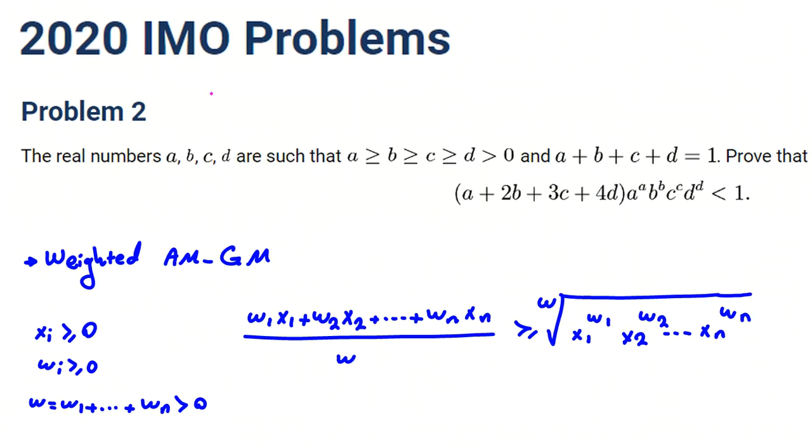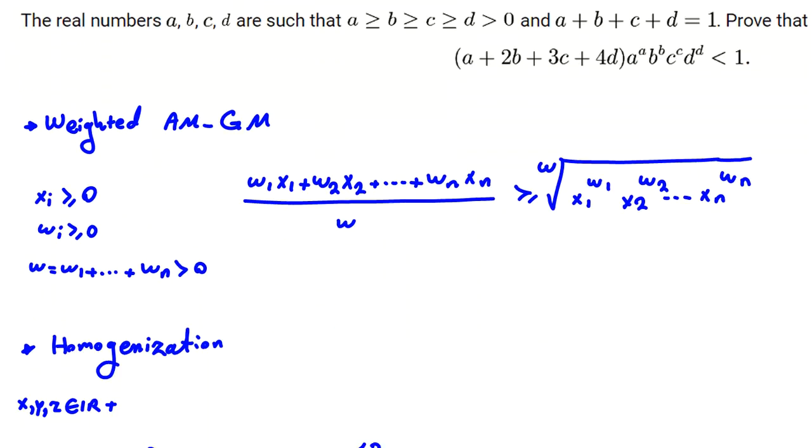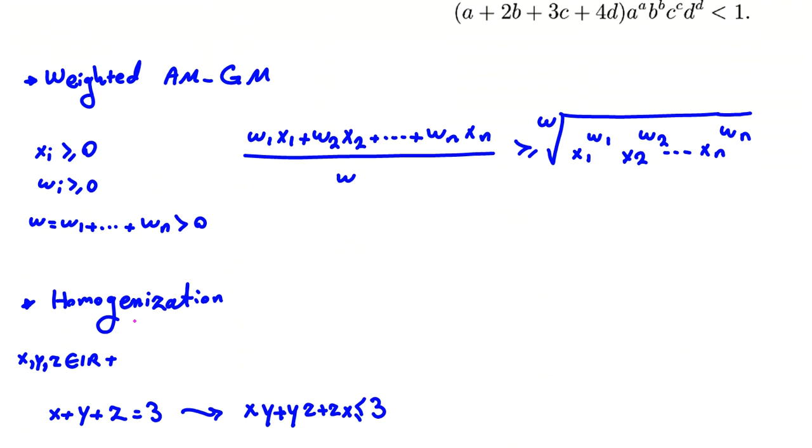For solving this problem of IMO, I want to tell you first what weighted AM-GM is, then what homogenization is, then we can solve this problem. These are two techniques: weighted AM-GM, and especially homogenization. Weighted AM-GM is this. For example, we have x1 to xn non-negative real numbers, w_i are non-negative real numbers, and the sum of them, w1 plus w2 to wn, is positive. Then we have this inequality. And I want to say it is the general form of AM-GM.